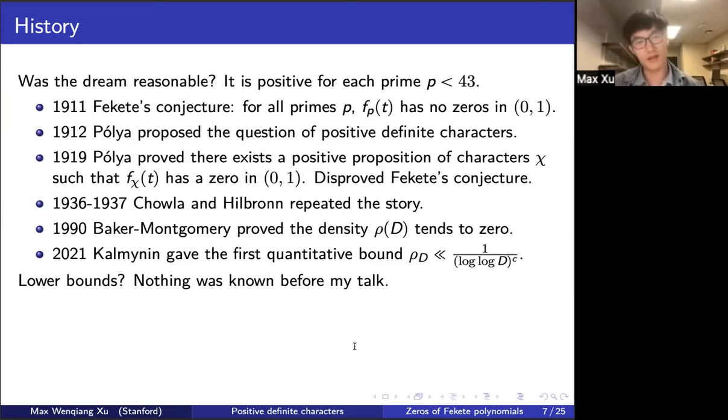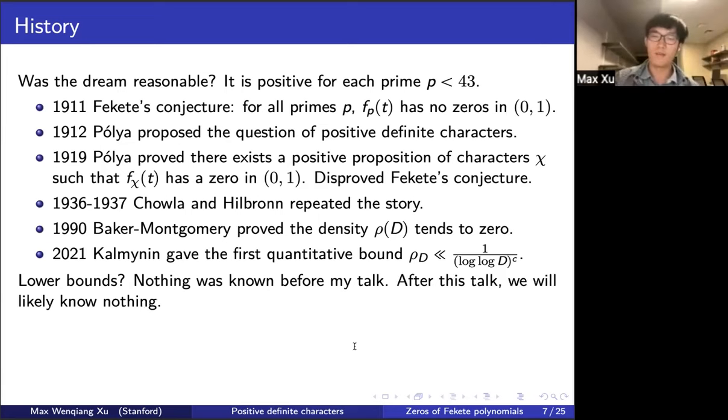And I think based on my experience, when I give talks about these results, people usually at the end of the talk would ask, "How about the lower bounds?" So I will not tell you the answer. For the lower bounds, actually, we know nothing. At least before my talk, and I believe after this talk, we will still know nothing. So unfortunately we know nothing about this lower bound, unless you can prove something in the next half an hour.